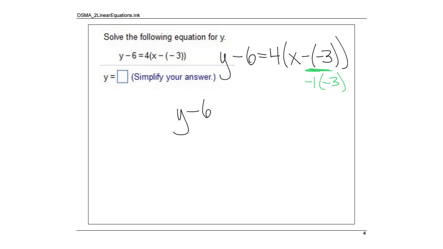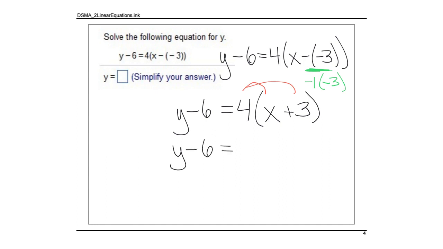So we have y minus 6 equals 4 times x. And -1 times -3 is going to give me a positive 3. This is really important, and this is needed for the college algebra section 2.3, where sometimes we're going to have minus a negative, and we want to go ahead and change that to a positive. But remember, that's really a -1 sitting out in front of the parentheses. We just don't write the 1. Okay, so now we can do our distributive property. So we have y minus 6 equal to 4x plus 12. 4 times x and 4 times 3.